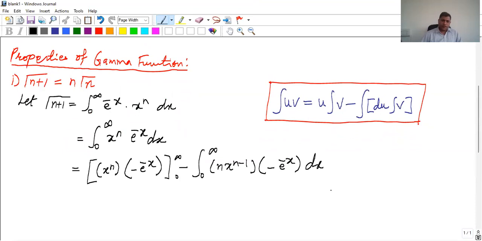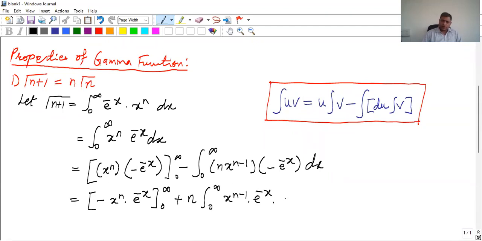Yes. Okay. So what we'll have here is minus x raised to n, e raised to minus x, with limits from 0 to infinity. This minus and this minus I can make plus, and n being a constant, we can take it out. So the integral from 0 to infinity of x raised to n minus 1, e raised to minus x dx.